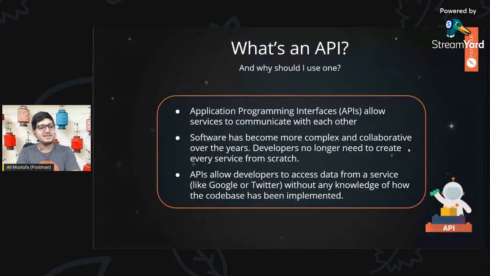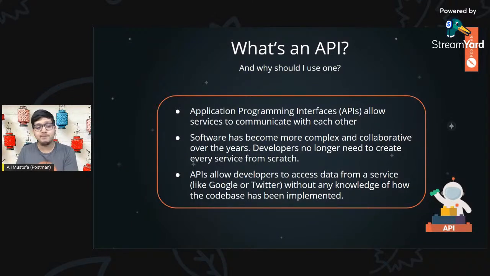Cool. So what is an API? Like at the end of the day, what is the meaning of an API? An API refers to application programming interfaces. Application programming interfaces are nothing but they allow services to communicate with each other.